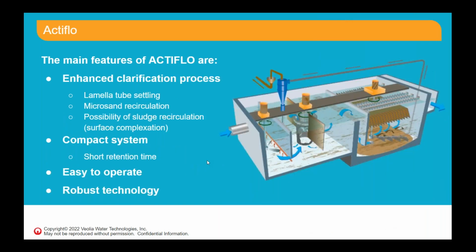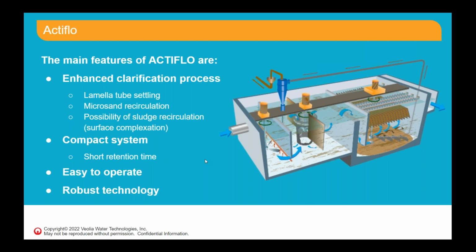The Actiflo, well, we have a lot of Actiflos in many applications. It's an enhanced clarification process. It uses lamella tube settlers, microsand recirculation, and what is really important is the possibility of sludge recirculation. So we extract the sludge at the bottom, we remove the sand from the sludge, we can recirculate the sludge, and we can reuse the microsand. So we don't have to spend the sand, it's just recycling in the Actiflo over and over. And we can recycle the sludge in the reaction tank upstream.